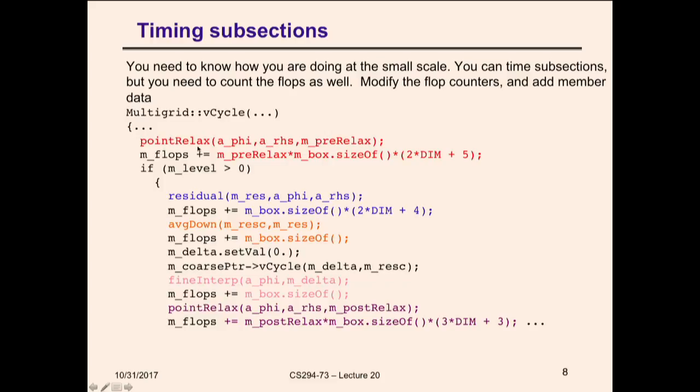I have a counter for each level called m_flops. And what I do is after every call of a major function in V cycle, I increment it by the number of flops that it took to execute that call. So here we are at the initial point relax. I apply point relax. And how many flops got expended there? m_flops is incremented by the number of iterations I do in the relaxation step, the number of mesh points there are, and then the number of flops per mesh point, which in this particular case, to do point Jacobi, is twice the dimensionality of the problem plus 5. So in 2 dimensions, it's 9. In 3 dimensions, it's 11.